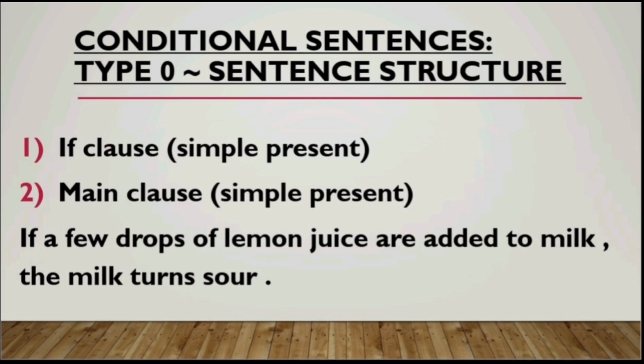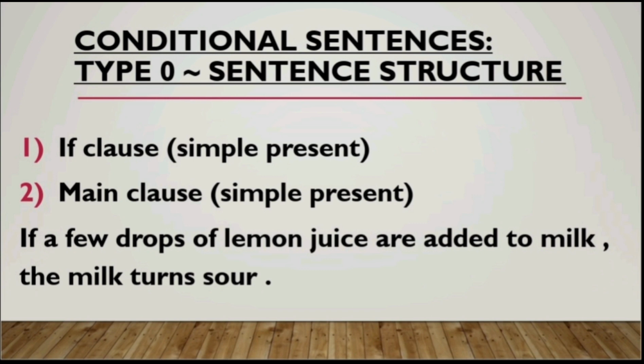Conditional sentences type 0 sentence structure. Let us talk about the grammatical construction of a type 0 conditional sentence. I explained in the previous video that a conditional sentence has two parts. The first is the conditional clause. Most of the time it is referred to as the if clause, though other conjunctions might be used. To clear that up, you can go and check that video first before coming to this one.